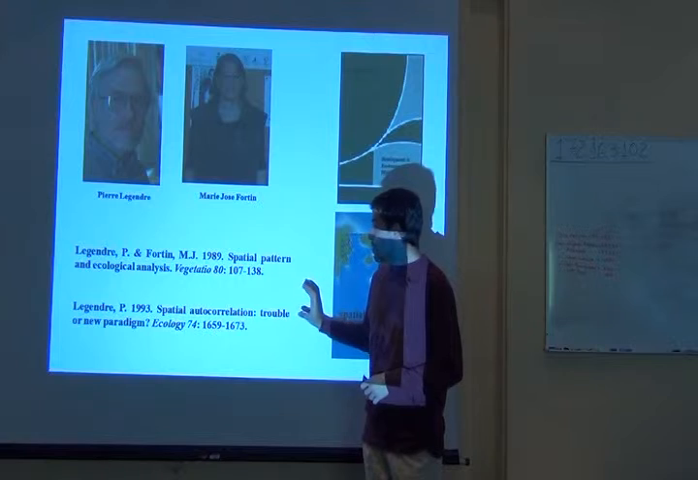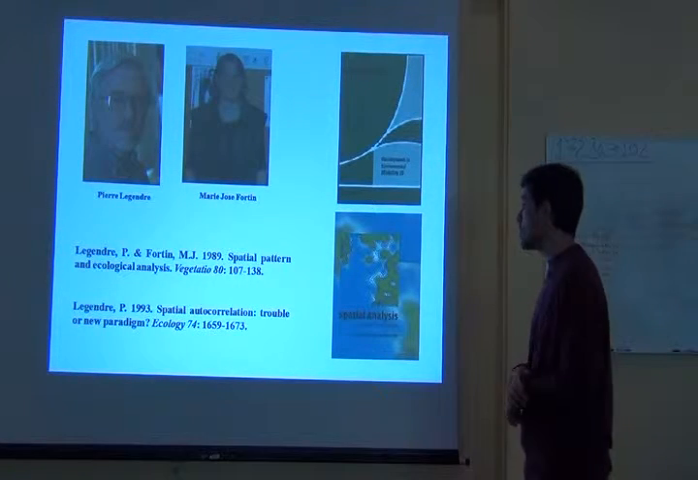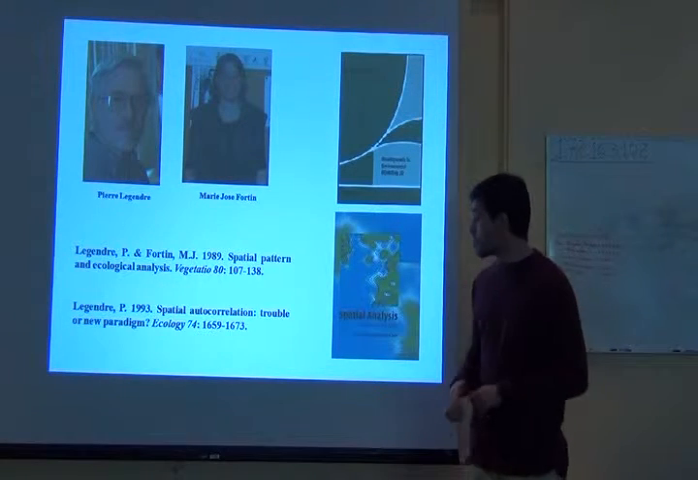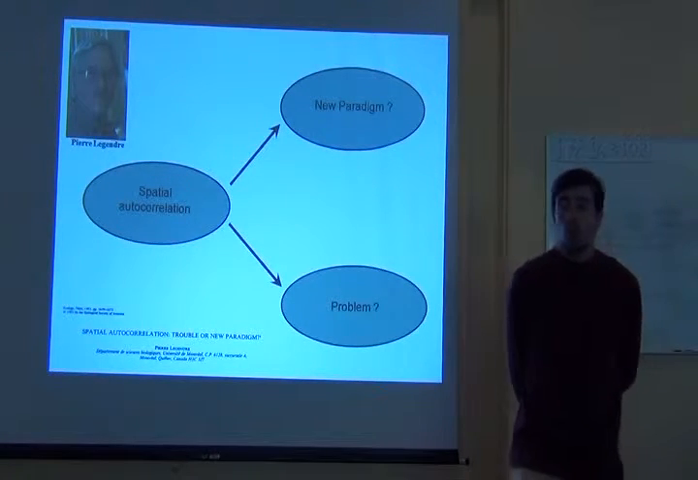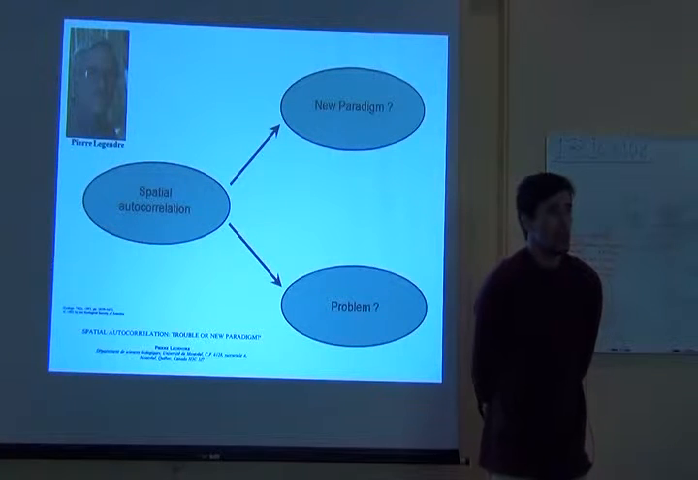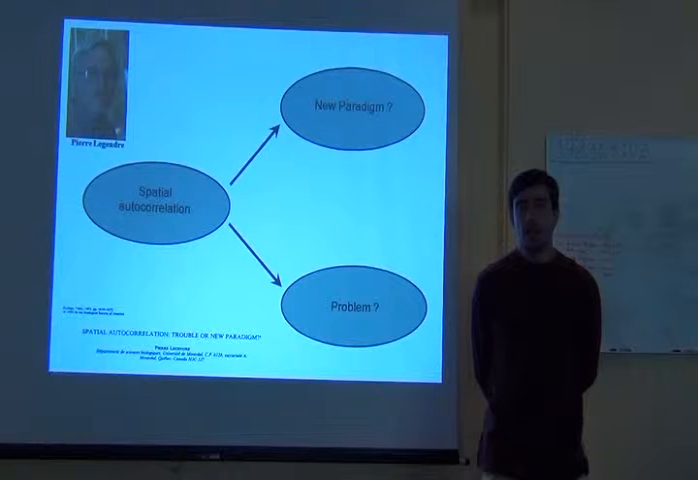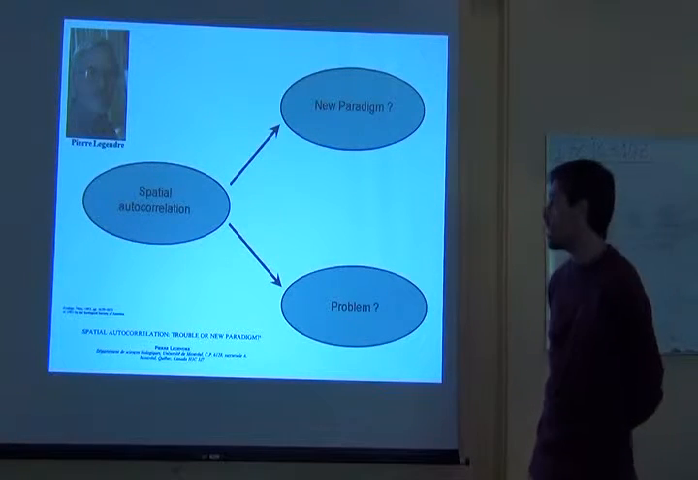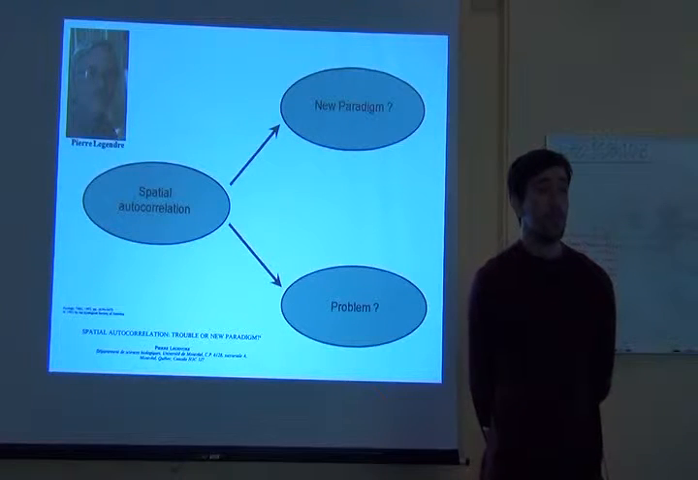This particular paper, very influential, has been read and cited probably more than 1,000 times in the literature. It's really important. It was published by Pierre Legendre in 1993. And in this paper, Legendre said something really important. So you have a data set, and you look at the data set. For example, this is richness in Africa, richness of some group. Is that a trouble to analyze from the statistical perspective? Or is it something really interesting from the ecological perspective? A new paradigm. This word paradigm here means a new way of thinking in ecology.